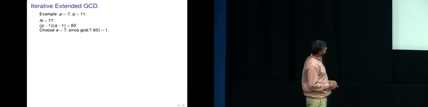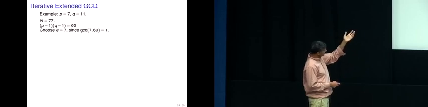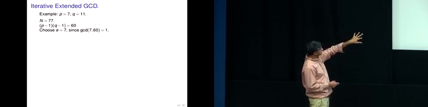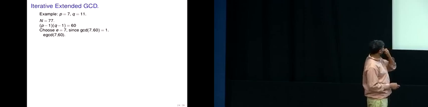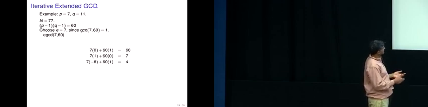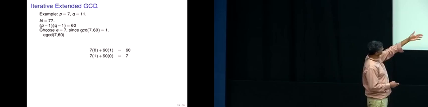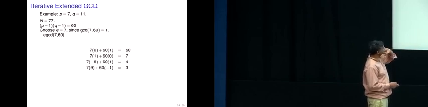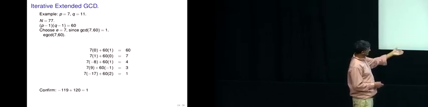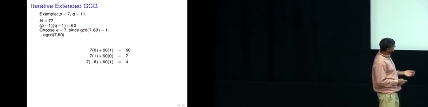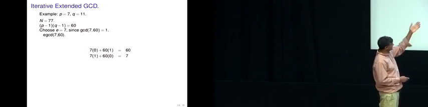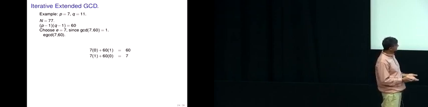Okay, so then P minus 1 times Q minus 1 is 60. So I'm going to choose E equals 7 because E equals 3 doesn't work. The GCD of 3 and 60 is not 1. But with E equals 7, the GCD of 7 and 60 is 1. So we could do extended GCD. Look here, I'm doing extended GCD. This is the one I actually did before. I just did it the same way, right? I took the equations, and if you're asked to do this on your homework, you can just do it this way. It's much more convenient.